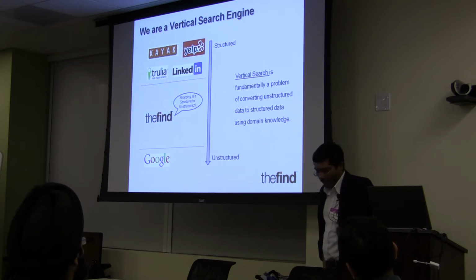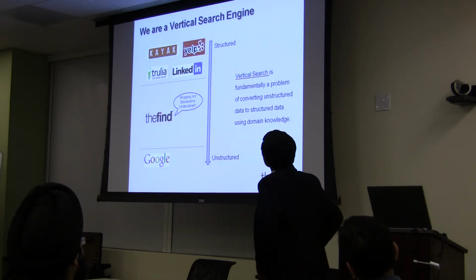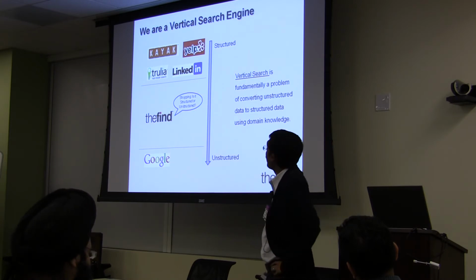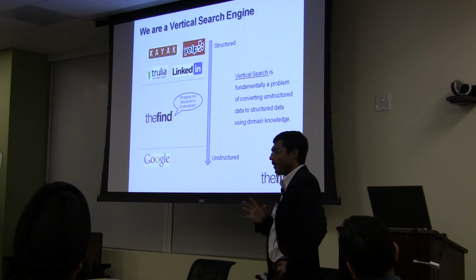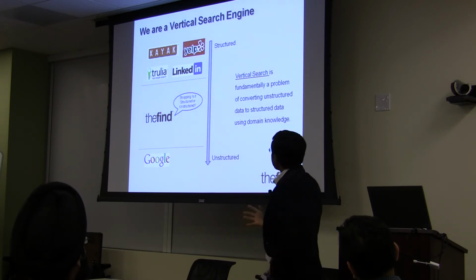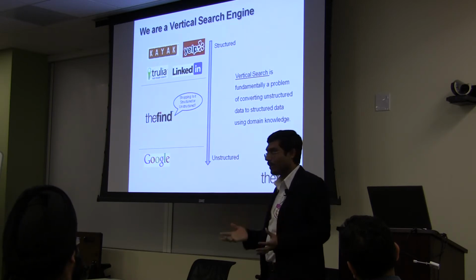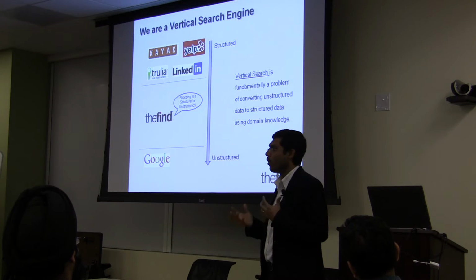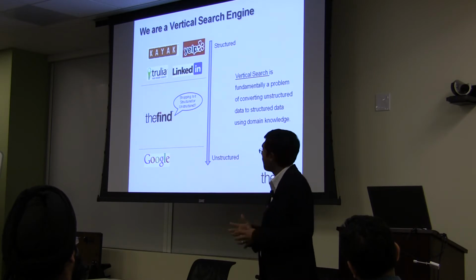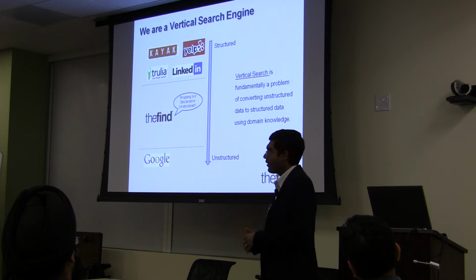So I want to talk about the philosophy that we take towards shopping search. We are a vertical search engine, and we all know Kayak, Trulia, and LinkedIn. Basically, what differentiates a vertical site from a web search engine like Google or Bing is that they understand domain knowledge better. Because of that, they can do a better user experience, and even better search and everything. And a web search engine is more or less 10 blue links, roughly speaking.